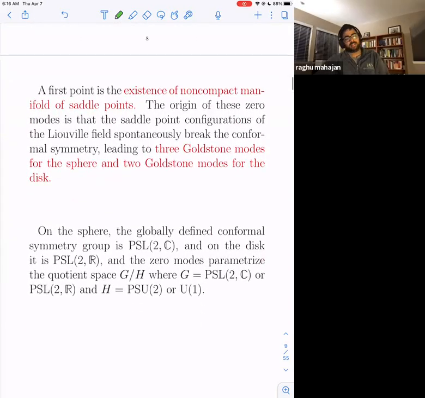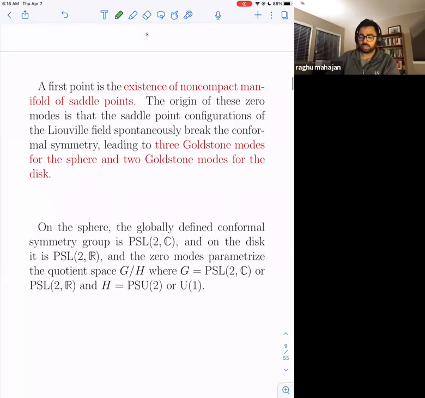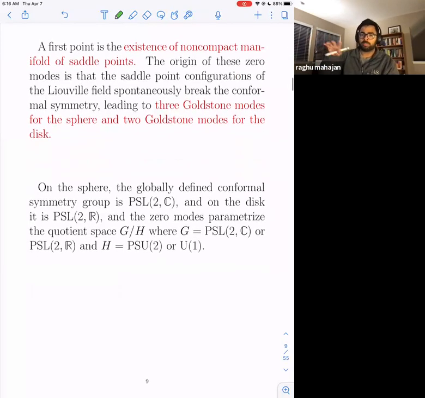As I said, one of the most important points is the existence of a non-compact manifold of saddle points. That's point number 1. The origin of the saddle points, again to repeat, is the fact that the saddle point value of the Liouville field breaks the PSL2C symmetry. That leads to 3 Goldstone modes for the sphere and 2 Goldstone modes for the disk. By Goldstone mode, I just mean the parameters parameterizing this saddle point manifold.